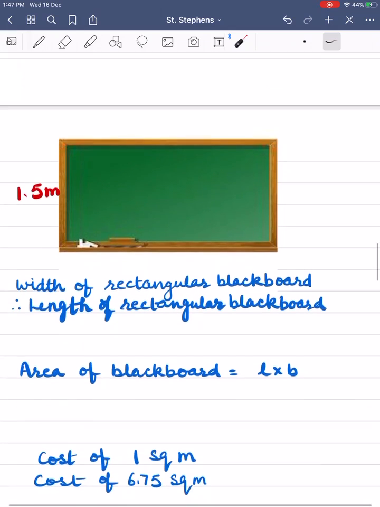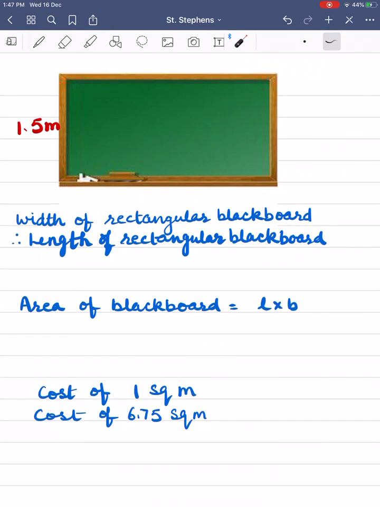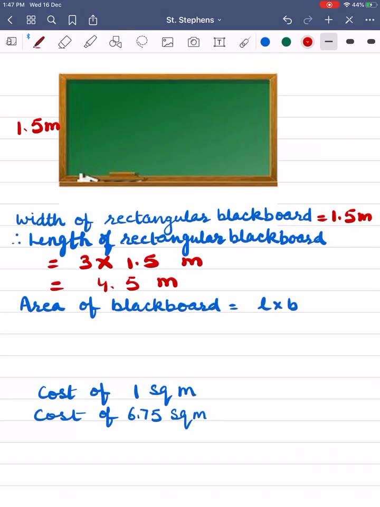So children, let's find out the length of the blackboard. Now we know width of rectangular blackboard is 1.5 meter. Therefore, length is equal to 3 times its width. So it is 3 into 1.5 meter. So we get here 4.5 meter. Now area of blackboard is length into breadth. So we have 4.5 into 1.5 square meter. On multiplying, we get 6.75 square meter.